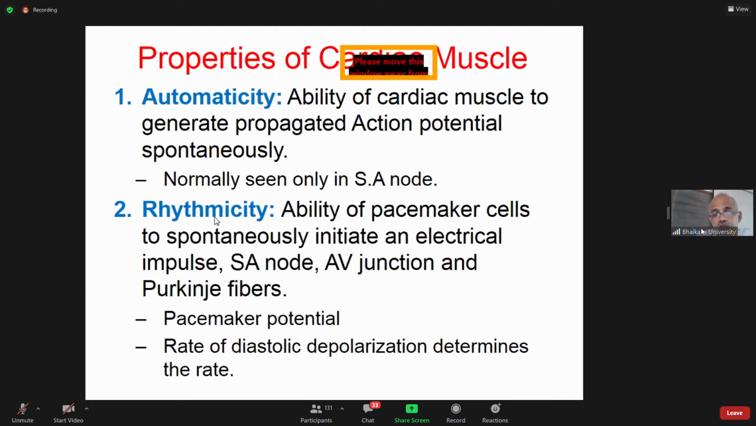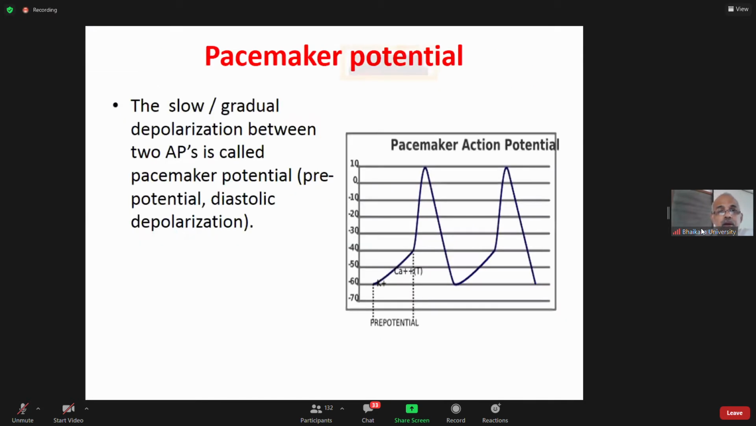Now, due to what we call a pacemaker potential. If you look at the action potential of pacemaker cells, this is the kind of action potential we see in a pacemaker cell. So, what is the pacemaker potential? If you look at the slope between two action potentials, this slow depolarization seen between these two action potentials is called the pacemaker potential.